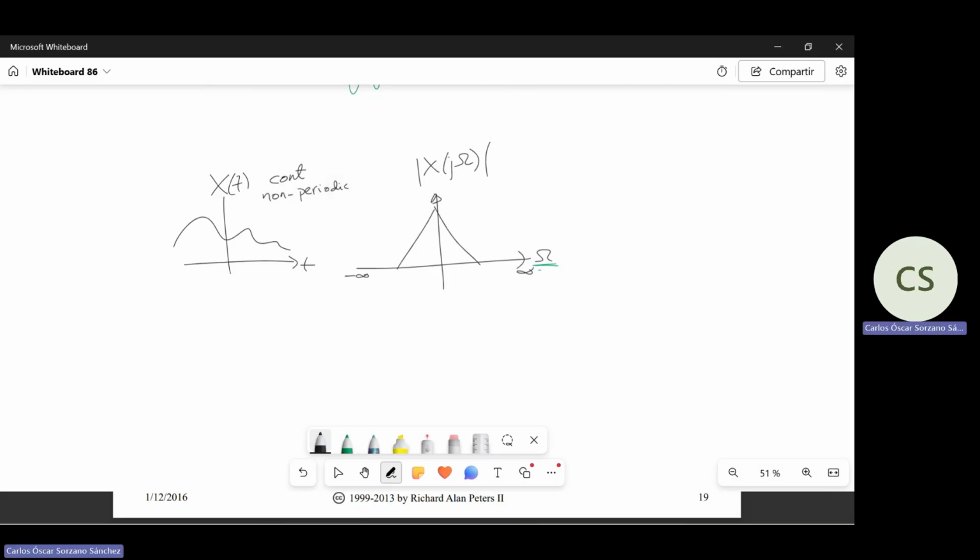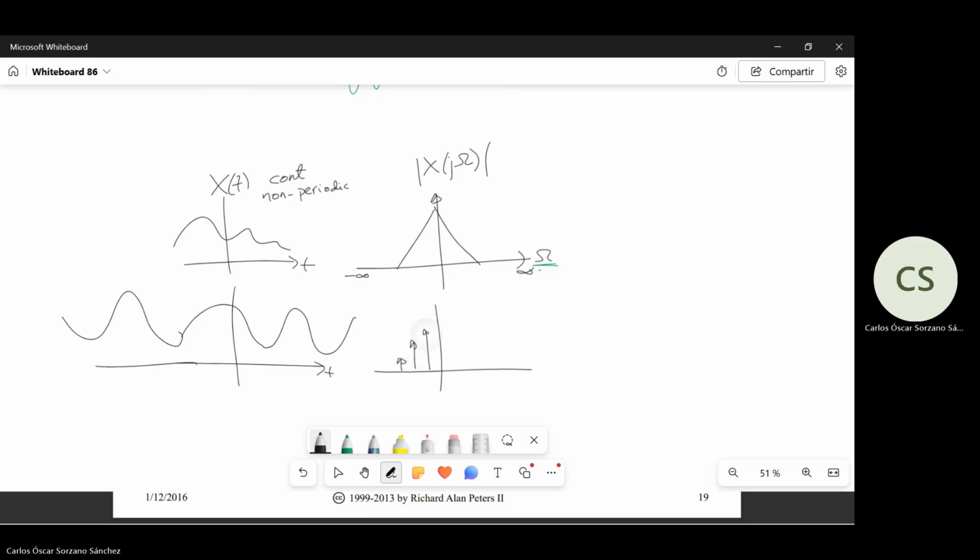then that one goes to infinity. Okay, what if my signal is continuous, but it is periodic? Let's represent it that way. It is not a sine, but something that is periodic. So how is my spectrum? My spectrum is a set of deltas, right? And it has to be symmetric. But it still goes from minus infinity to infinity, the frequency.